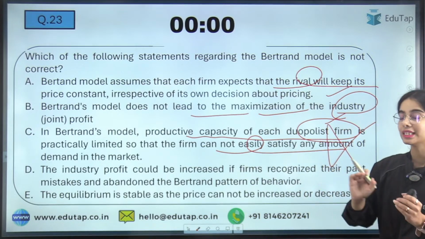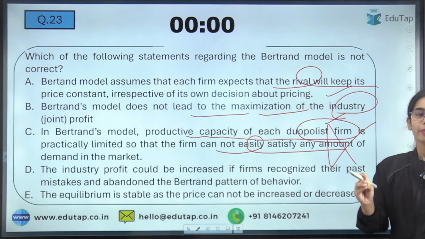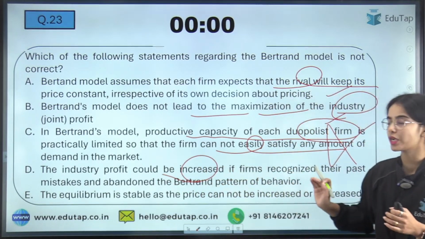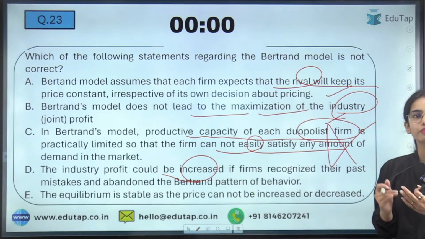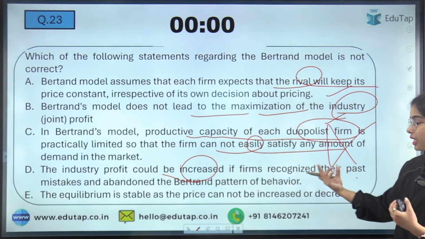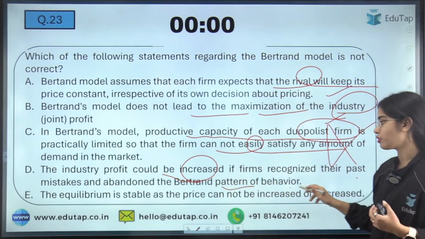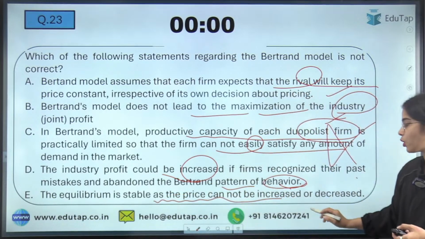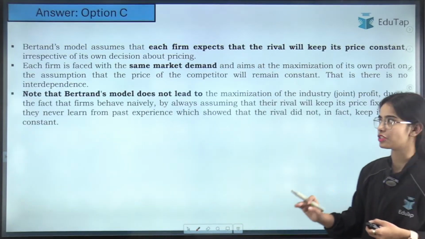In the Bertrand model, there is practically unlimited productive capacity. So this is wrong. Industry profit could be increased, or the joint profit could be maximized, if both the firms leave their assumption and abandon their Bertrand pattern of behavior. Equilibrium is stable as the price cannot be increased or decreased further after reaching the equilibrium.